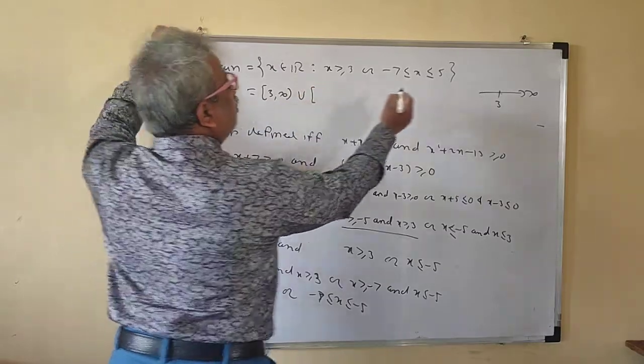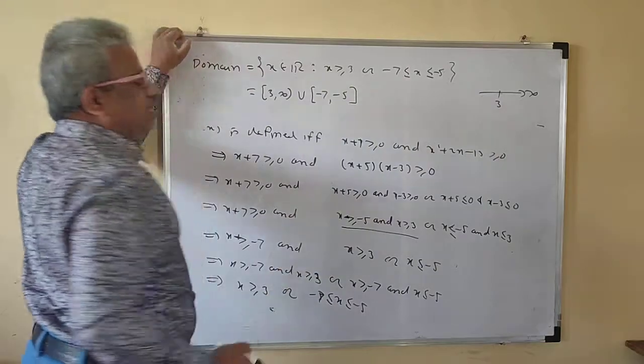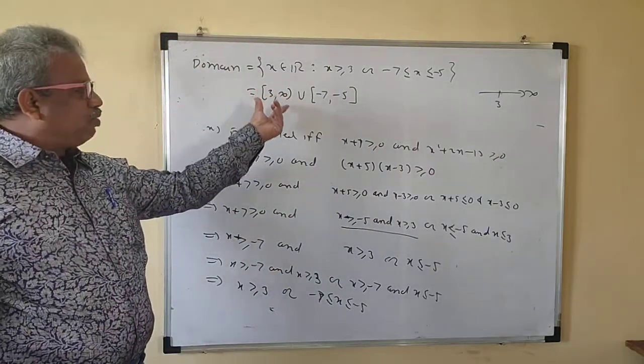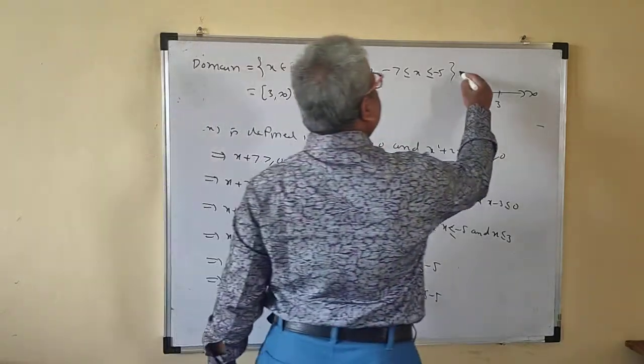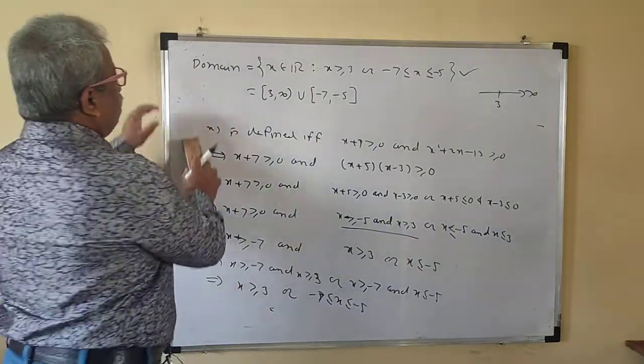Now this is minus 7, this is minus 5. So minus 7, minus 5. This is in terms of the set now. If it is not possible for you to write this one, don't write it, keep this as it is. So it will be your domain.